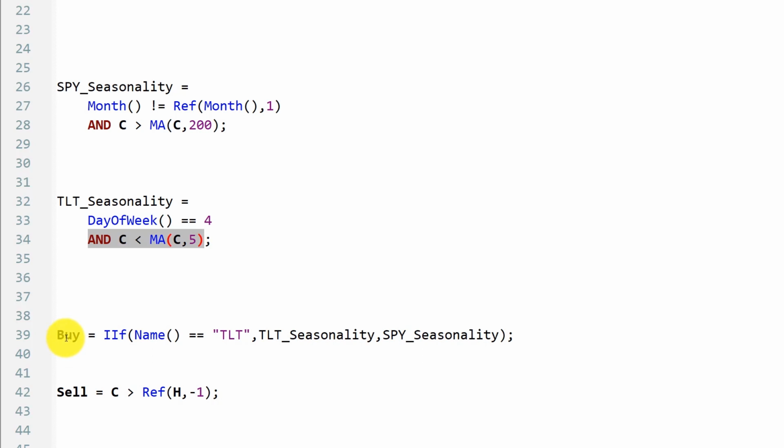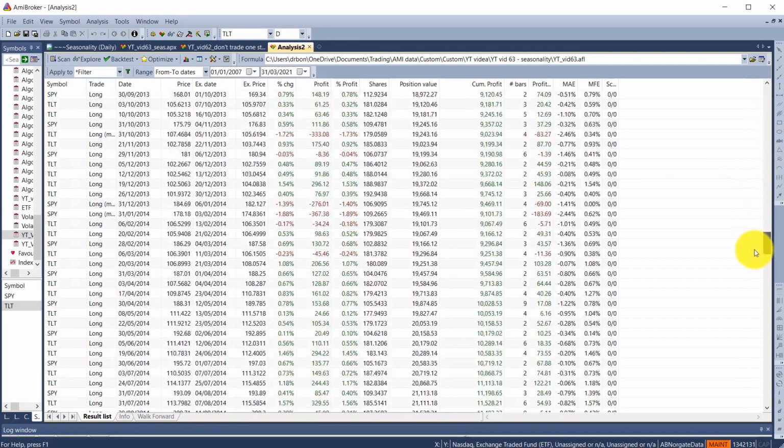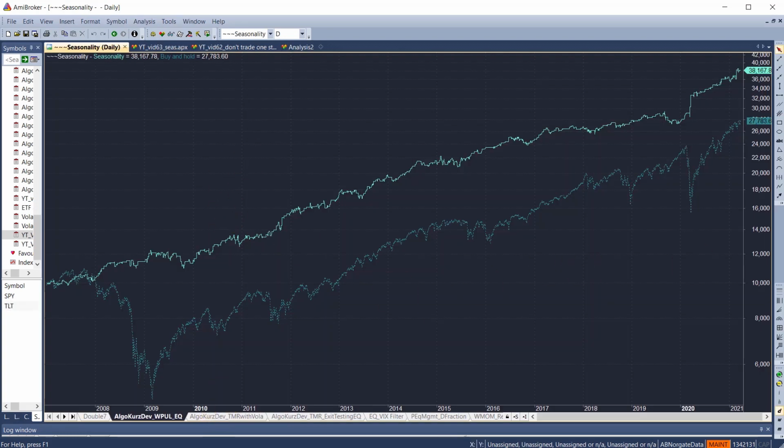Then I simply set my buy variable in AmiBroker, depending whether the symbol is the SPY or TLT. In both cases, the exit is when the ETF closes above the previous day's high. That's it. Let's backtest this. Now, if I hit backtest now, I should get all my trades, and you can see how fast AmiBroker is. Literally a couple of seconds to backtest around 14 years of data and generate all these trades visible on this list.